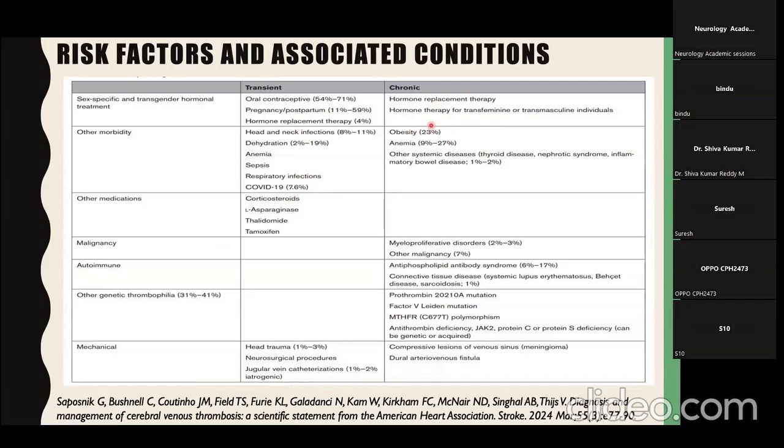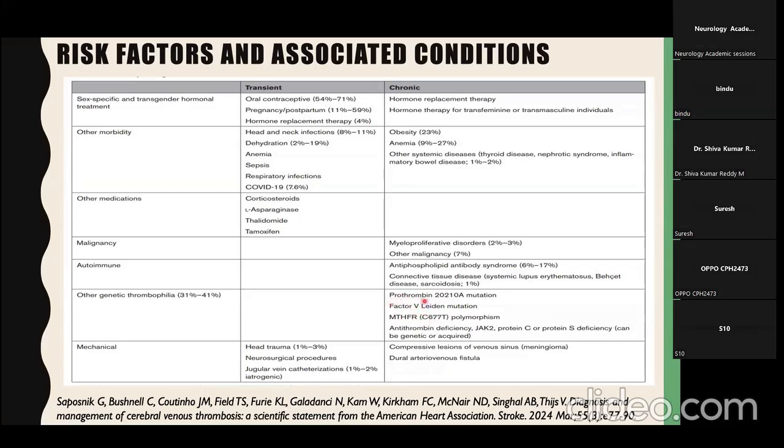Chronic causes: if hormone replacement therapy is for long duration, and obesity is very much significantly associated with CVT, and anemia, and other systemic diseases like thyroid disorders, nephrotic syndrome, inflammatory bowel disease are associated with CVT. Malignancies, mainly myeloproliferative disorders and other malignancies. Antiphospholipid antibody syndrome is strongly associated with CVT. Other connective tissue disorders like SLE, Behcet, and sarcoidosis. And thrombophilias, which are acquired or genetic.